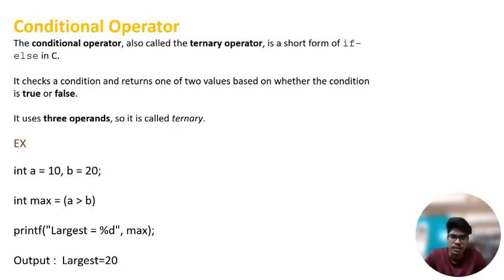Conditional operator. The conditional operator is also called the ternary operator. It is a short form mainly used in place of an if-else statement in C language. It checks a condition and returns one of two values based on whether the condition is true or false. It uses three operands, so it is called ternary. You can observe the example: int a equals 10, b equals 20. They assign int max equals a greater than b. printf of largest equals percentage d comma max. Here you can clearly observe the output: the condition is false, so it executes largest equals 20.